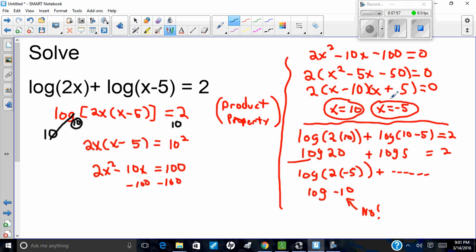It appears to be a solution. We solved everything correctly, but when I plug it in, it leaves me a value outside my domain. So my solution to this problem is x is equal to 10.